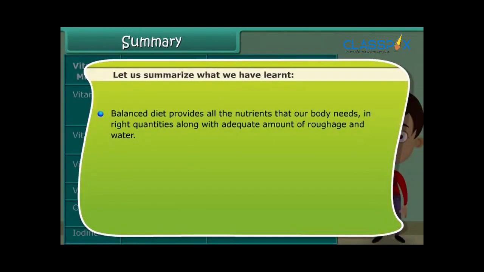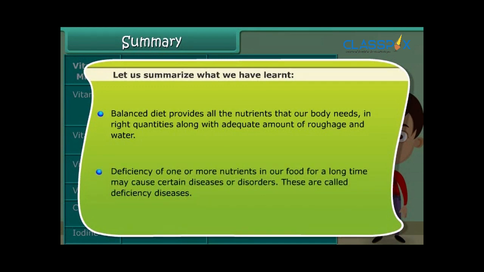Balanced diet provides all the nutrients that our body needs in right quantities along with adequate amount of roughage and water. Deficiency in one or more nutrients in our food for a long time may cause certain diseases or disorders. These are called deficiency diseases.